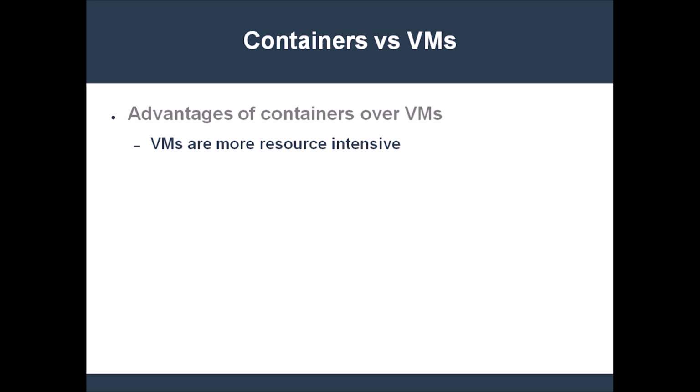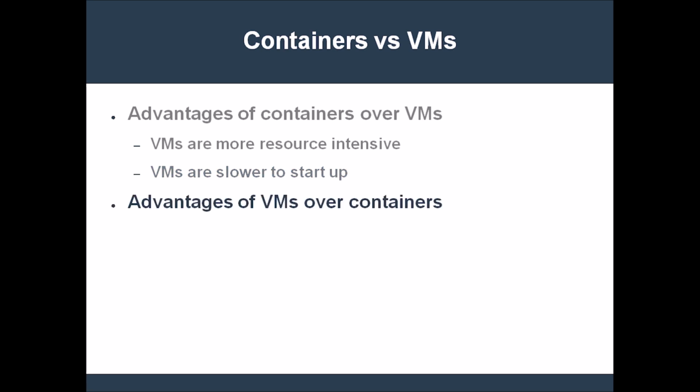A VM might need a couple of gigabytes of memory, whereas a container might only need 4 or 5 megabytes. Second, VMs are slower to start up because you need to start the hypervisor and then boot up the VM's guest OS. On the other hand, containers are very fast to start up. Those are 2 points in favor of containers. However, there are some situations for which VMs are better suited.